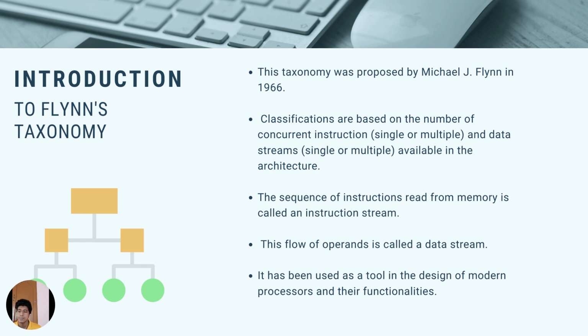So, in Flynn's taxonomy, Michael J. Flynn divided the making of a computer system into four main classifications. These classifications are made on the basis of two main terms, that is data stream and instruction stream. So based upon the data stream and the instruction stream in a computer system, they can be classified into four systems.